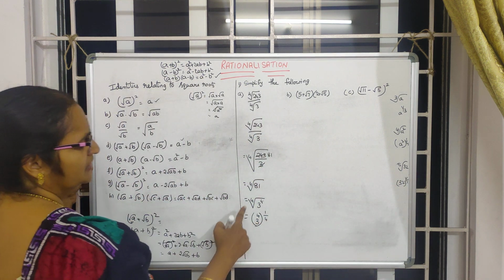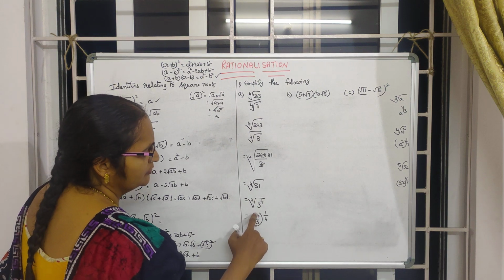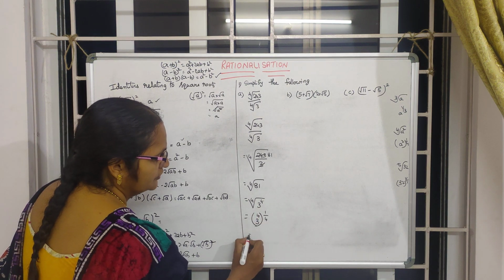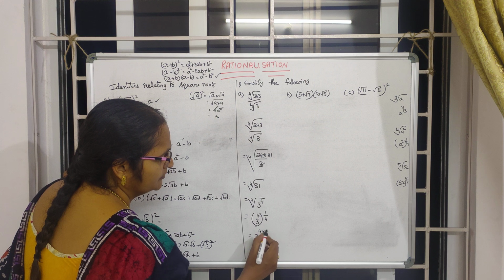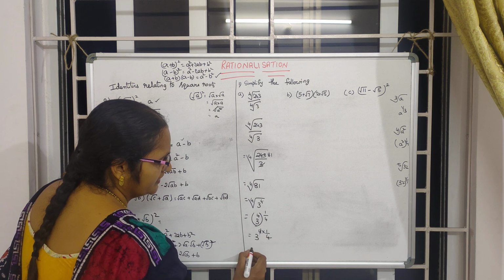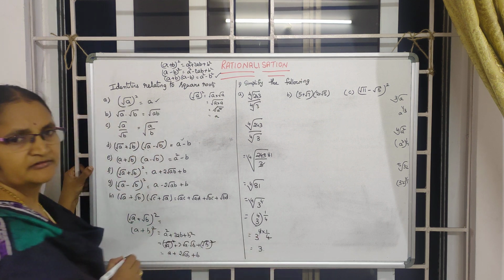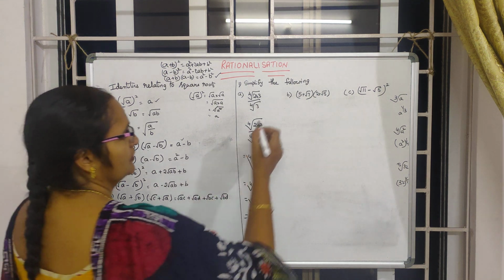Using the same thing here, fourth root of 3 to the power 4 can be written as 3 to the power 4 whole to the power 1 by 4. So this is 3 to the power 4 times 1 by 4. 4 and 4 get cancelled. So here this is 3. In this manner we can solve it.